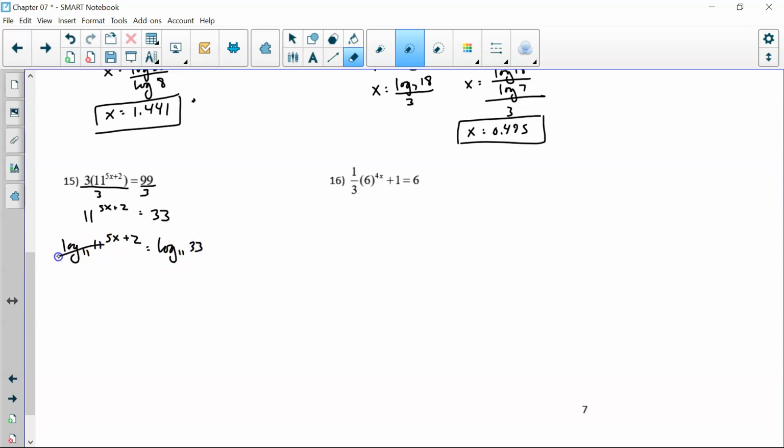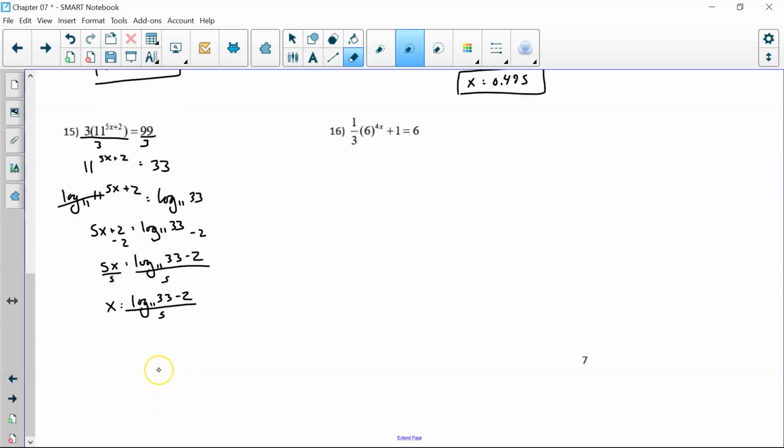So we end up with, on the left-hand side, the log base 11 of 11 cancel. 5x plus 2 equals the log base 11 of 33. Then you're subtracting 2 from both sides, so 5x equals the log base 11 of 33 minus 2. Divide both sides by 5, so x equals, now the exact is the log base 11 of 33 minus 2, all divided by 5. Now, once again, calculating this is a little bit tricky.